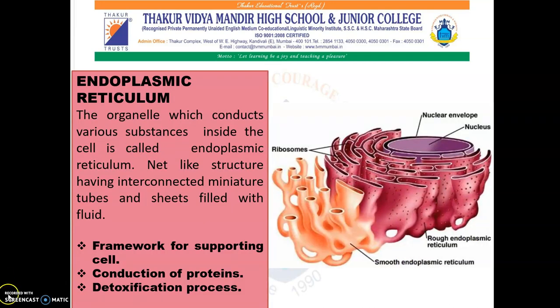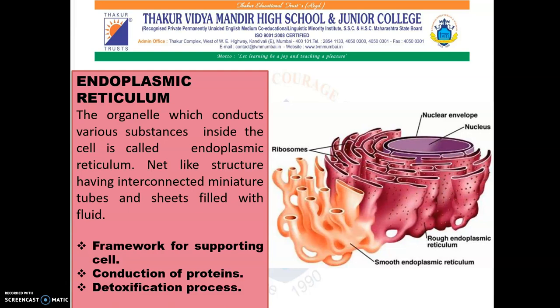Endoplasmic reticulum. The organelle which conducts various substances inside the cell is called endoplasmic reticulum. As shown in this picture, you can see over here the endoplasmic reticulum is made up of two subunits. The rough endoplasmic reticulum, this portion which is in the dark pink color, and the smooth endoplasmic reticulum which is shown over here.